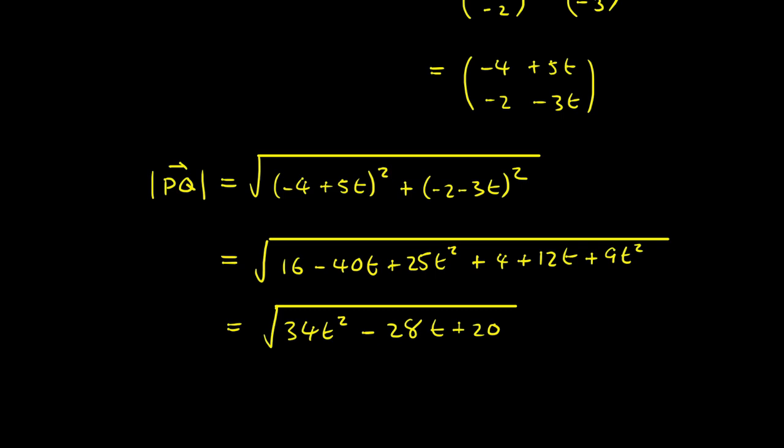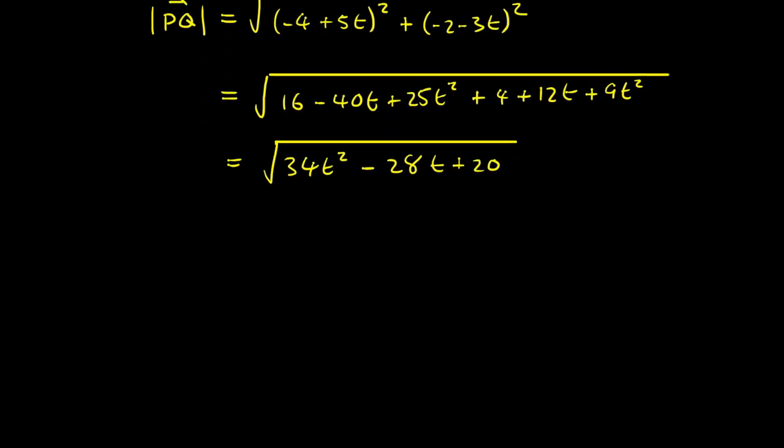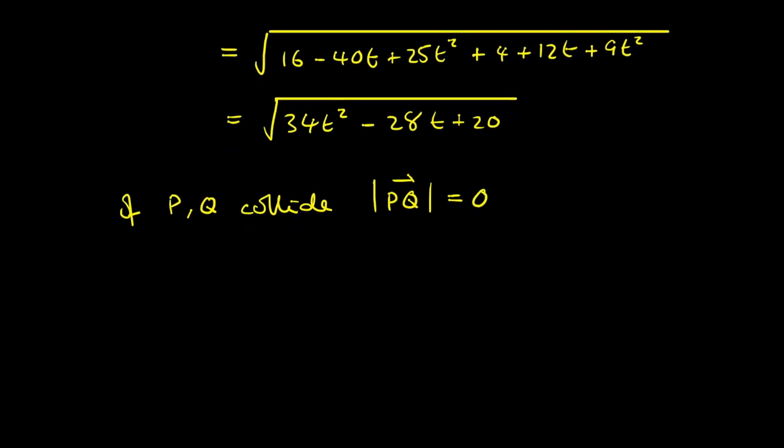Okay, D: hence show that P and Q never collide. Well, let's think about that. If they do collide, then the distance between P and Q must be 0, right? So let's write that down. If P and Q collide, then the distance between them must be equal to 0. So let's put that in. Let's then say that 0 is equal to the square root of 34t squared minus 28t plus 20, right?